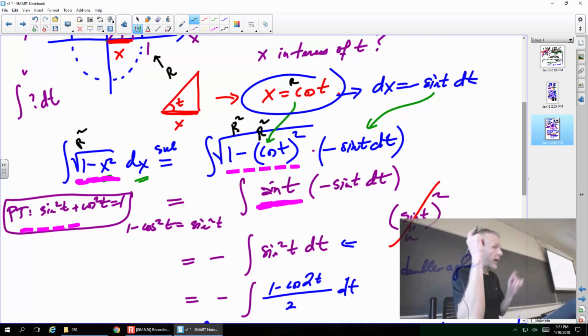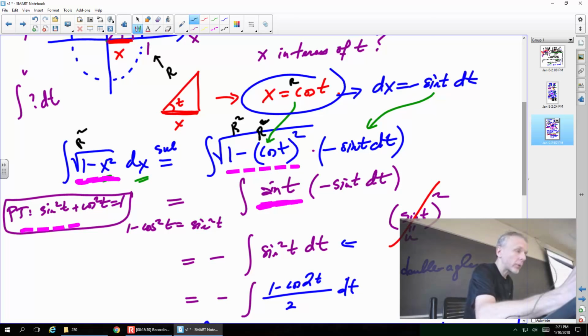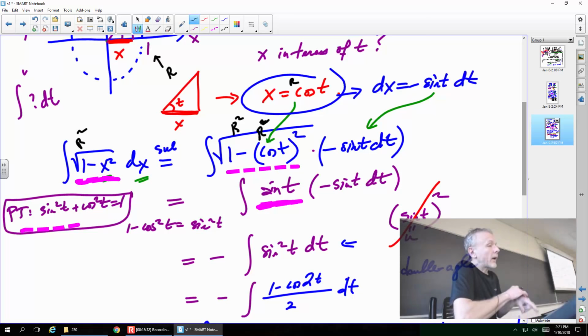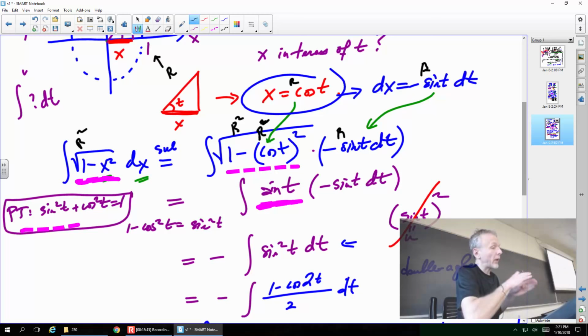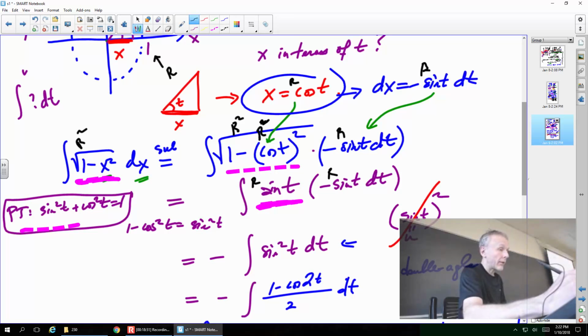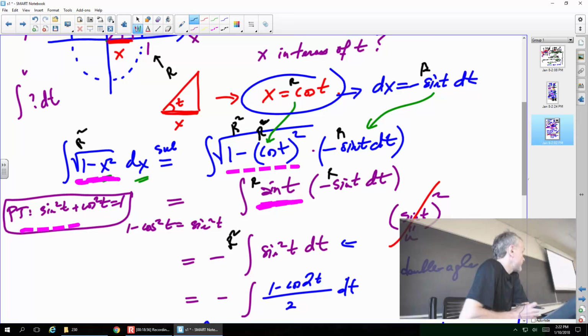Because x is r cosine t, instead of having cosine t, without the square just yet, we'll have r cosine t squared. I will also have r over here, because of the differentiation. And then the cancellation inside of the square root will still happen, and we will still end up with the sine t, except there will be an extra r here and r there. And that's where the r squared comes from.